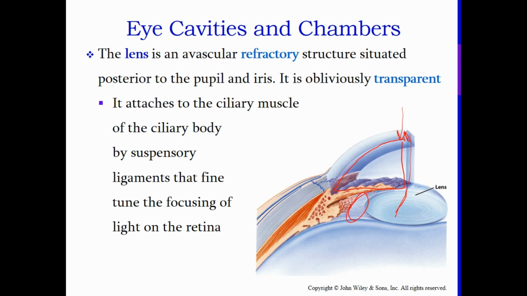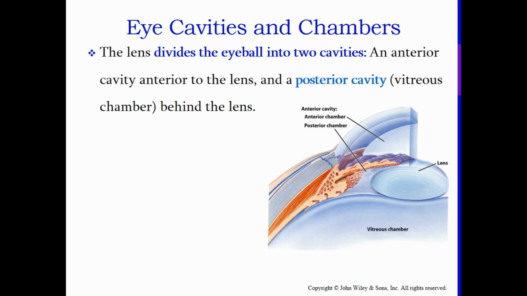So when you go to focus on something, these ligaments will pull on the lens and cause the lens to either get thicker or get thinner, depending on if you're looking at something close or far away. The lens divides the eyeball into two cavities. The anterior cavity is in front of the lens, and the posterior cavity, also known as the vitreous chamber, is behind the lens.